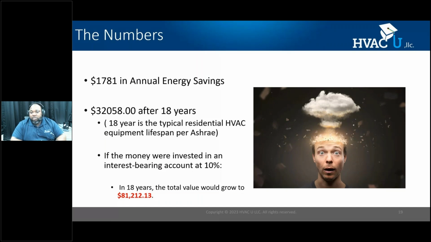So if we look at $1,781 in annual energy savings, and multiply that by 18 years, and the reason we pick 18 years is that ASHRAE has a lifetime expectancy equipment chart, and that chart basically says how long a piece of equipment is expected to last. If the customer were to put that into some type of interest-bearing account, just for numbers' sake, we use 10%. So the energy savings that the customer received by getting the work done, if they were to put that into an account and it gained 10% interest per year, in 18 years, that total value will grow to $81,000. That's what customers are missing by us not doing load calcs and duct design.